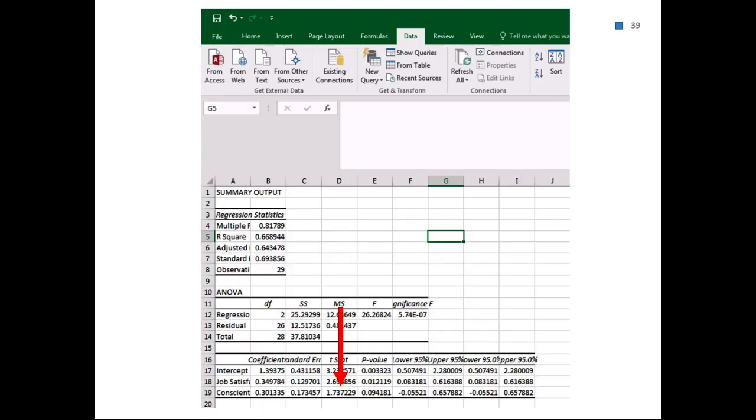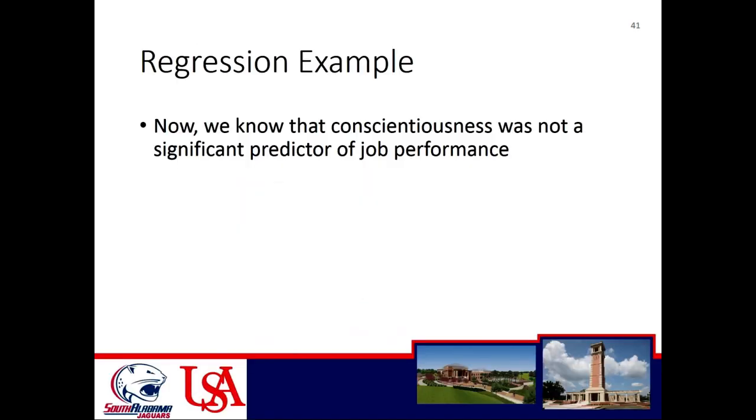Okay, so we also want to look at the t-statistic for conscientiousness. In this example it was 1.737. As you know, that's difficult to interpret on its own. So let's look at the p-value for conscientiousness, which was 0.094. So is this statistically significant? Hopefully you said no. Hopefully you said this was not statistically significant.